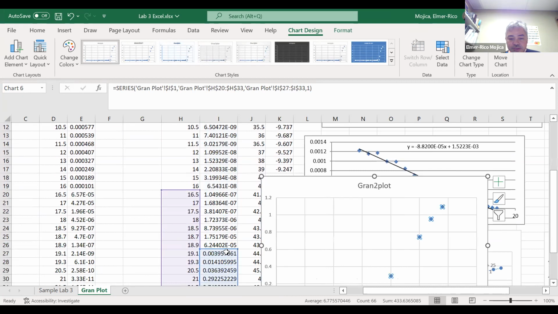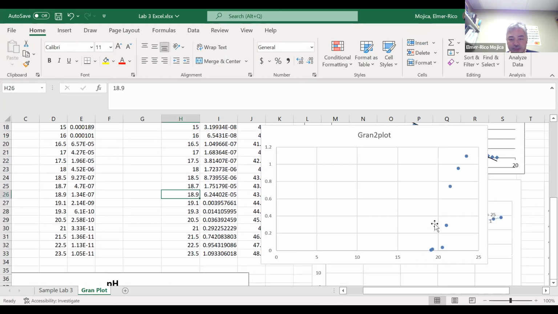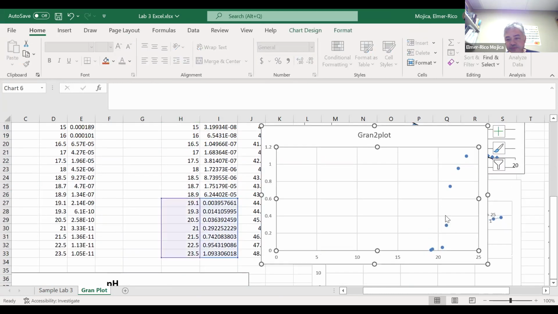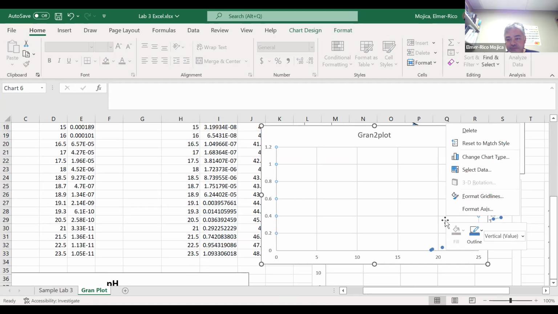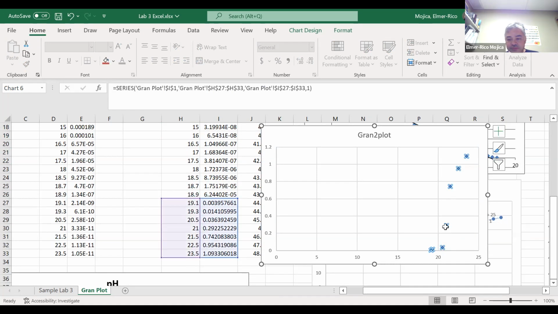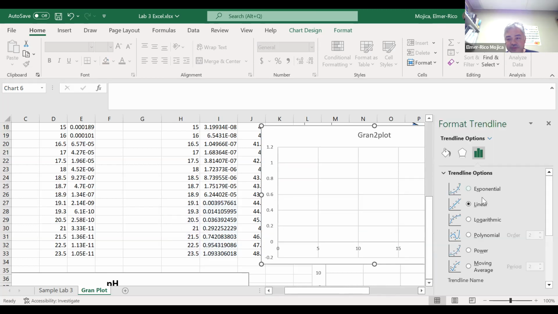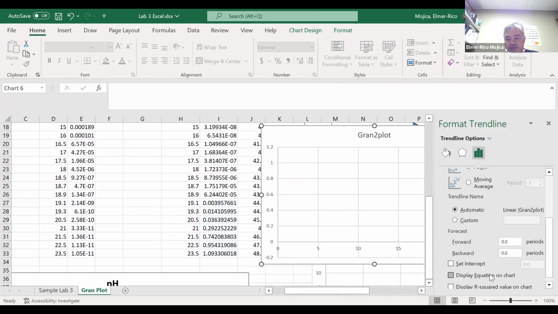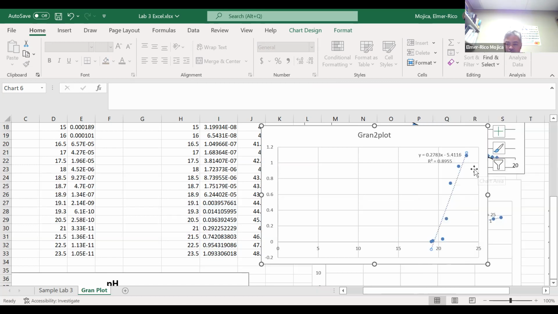Okay, we got 19.1. Oh no. Okay. Once I have that, I can get the trend line of that, because I need the one that is linear. So we can say the formality here is the slope, 0.2783. Okay, so that's just one way to get data from your experiment.